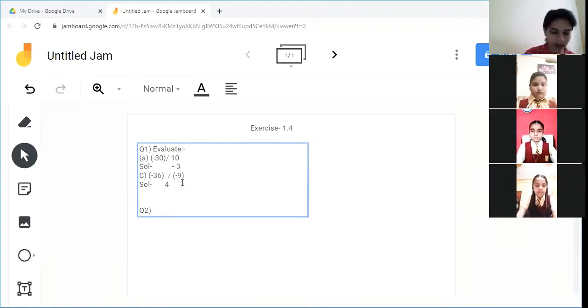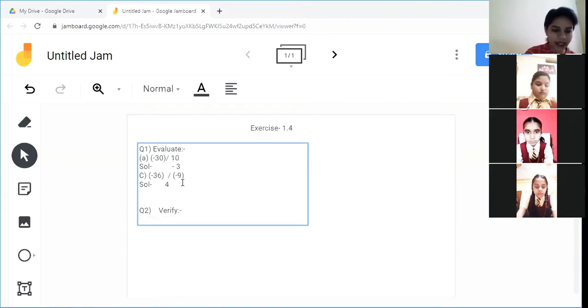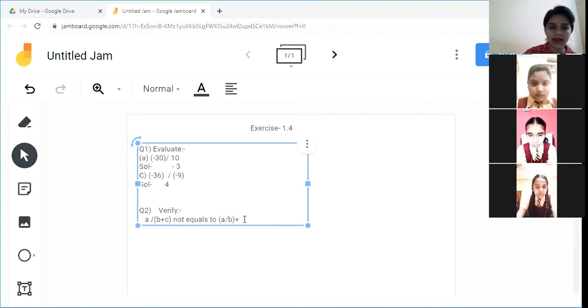Now, if we move to question number 2, it is saying to verify. What we have to verify? Verify means, children, we have to check. We have to check it. Okay. A divided by B plus C not equals to A divided by B plus A divided by C.